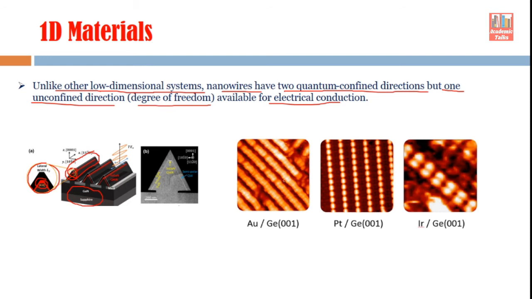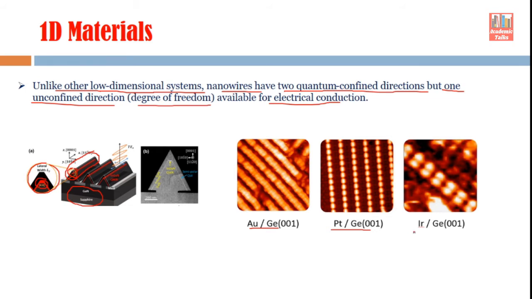You can see here another example, some gold and germanium alloy. The atoms of this alloy are placed next to each other in such a way that they form a line, and similarly there is a line of atoms of platinum germanium alloy. So atom by atom placement is done in such a way that the width of this wire is very small. It means the carriers are not allowed to move in the other two directions, only in one direction along which their length aligns.